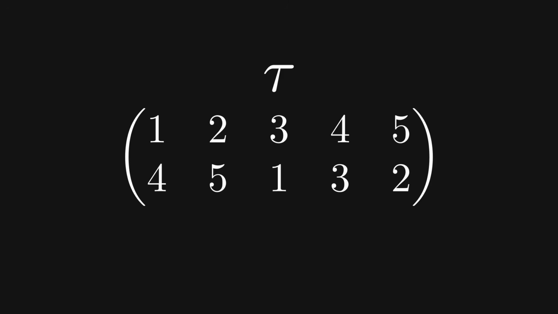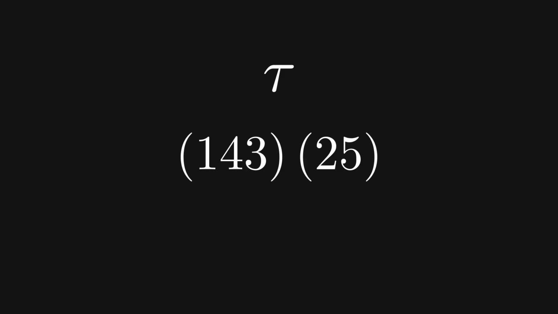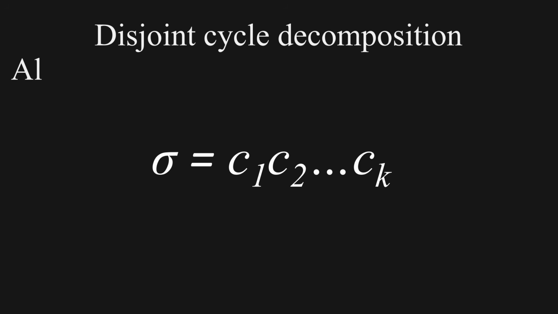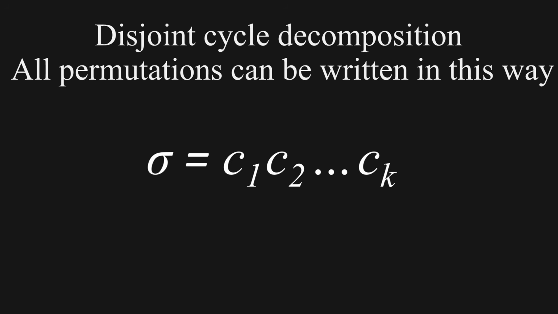When these cycles are disjoint, meaning they share no common element, then we may re-express the permutation tau as a product of these cycles. These parentheses are used to separate the cycles, and this notation means that 1 is mapped to 4, 4 is mapped to 3, and 3 is mapped back onto 1. And the same concept is applied to 2, 5. You can easily check that this gives back the original expression for tau. Such an expression is called a disjoint cycle decomposition, and this property is shared by all permutations.